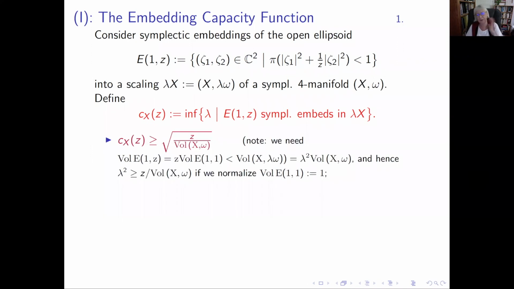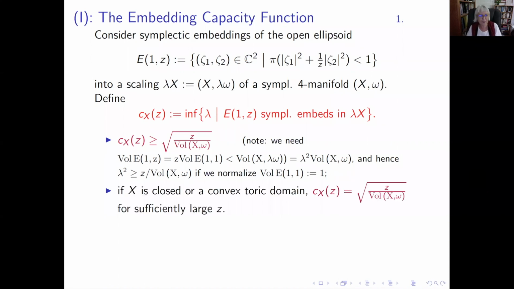And it turns out there's a volume lower bound because these embeddings preserve volume, and therefore you have a quadratic lower bound, which I'm writing as C_X(Z) is greater than or equal to the square root of Z over the volume of (X, omega). Here I'm assuming the volume of (X, omega) has been properly normalized to make that correct. But anyway, there's some volume bound like that. And you know that when the ellipsoid is sufficiently long and skinny and X is a sufficiently reasonable domain, then the volume is the only constraint, so that these functions agree for large Z.